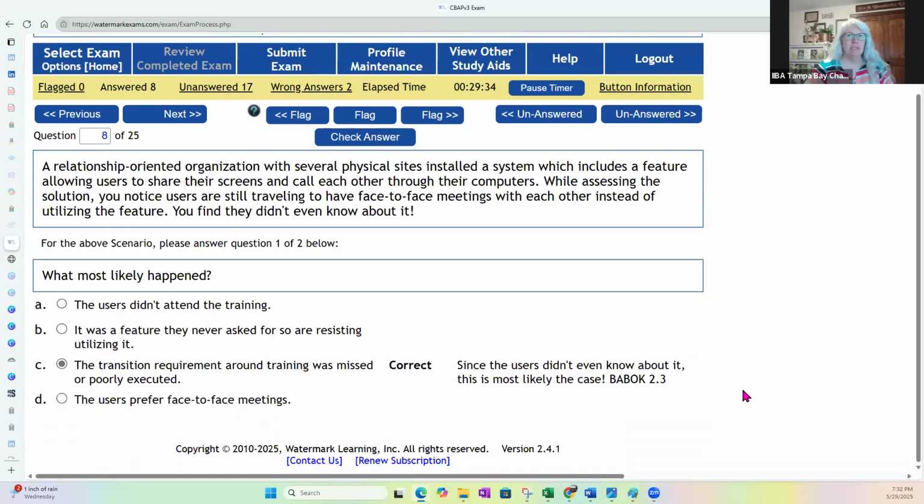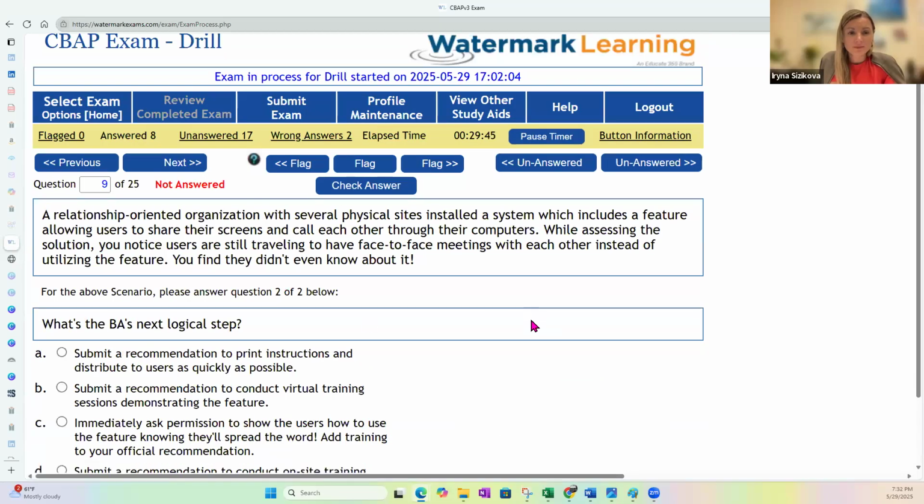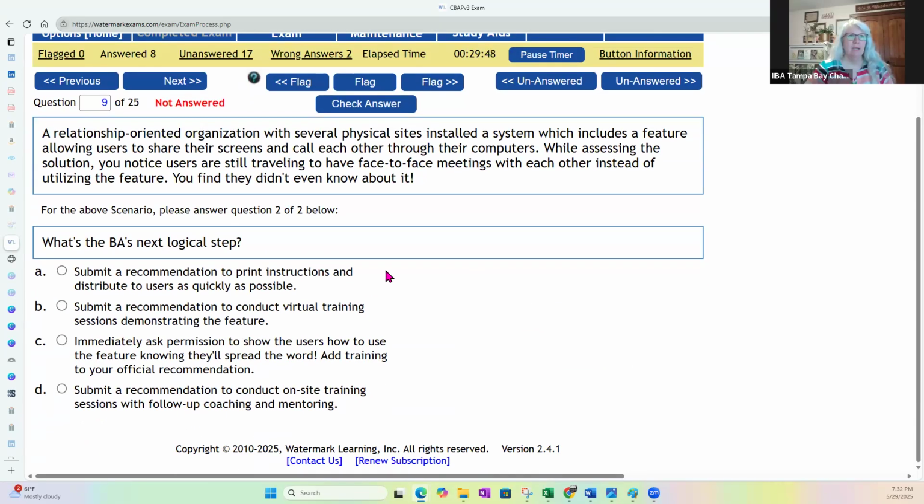Let's test it. Since the users didn't even know about it, this is most likely the case. Nobody ever educated them that there was a possibility. Question 2 on the same scenario. What is the BA's next logical step? A, submit a recommendation to print instructions and distribute to users as quickly as possible. B, submit a recommendation to conduct a virtual training session demonstrating the feature. C, immediately ask permission to show the users how to use the feature, knowing they'll spread the word. D, add training to your office's official recommendation. E, submit a recommendation to conduct on-site training sessions with follow-up coaching and mentoring.